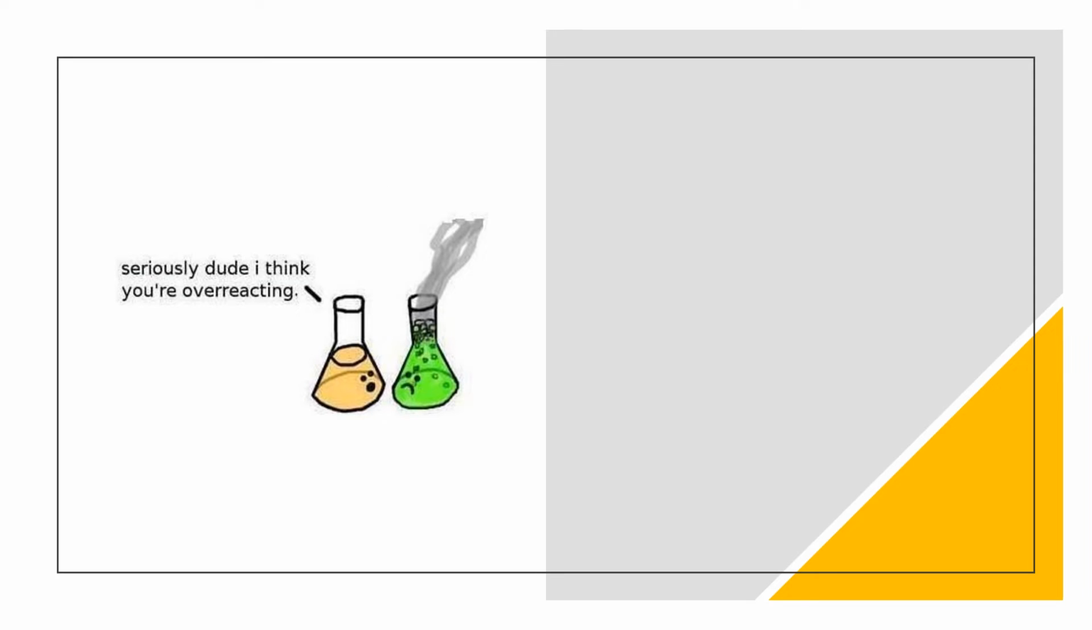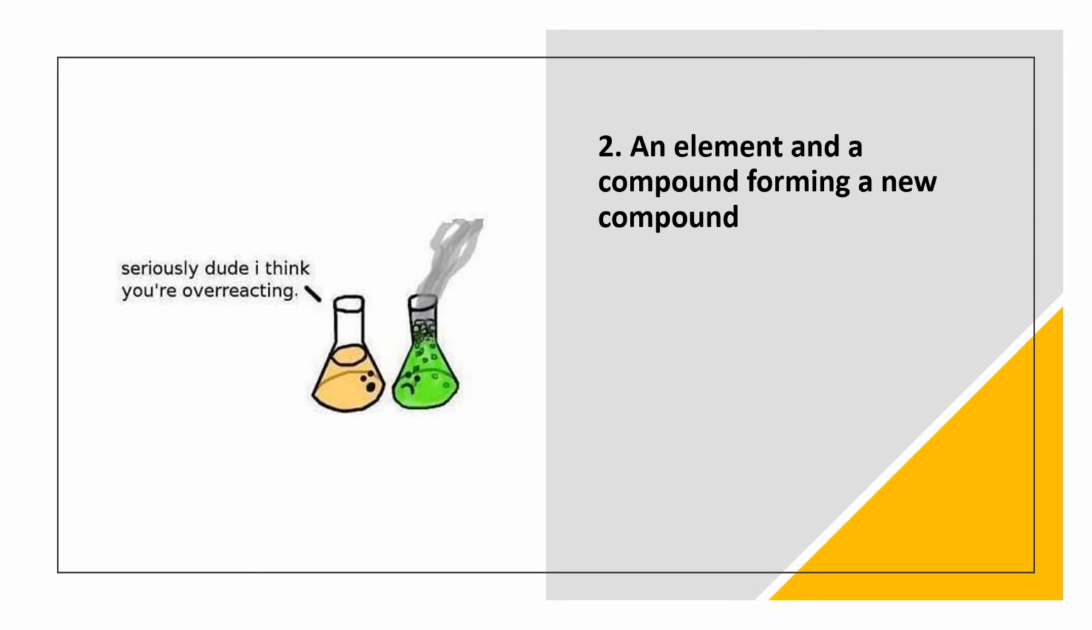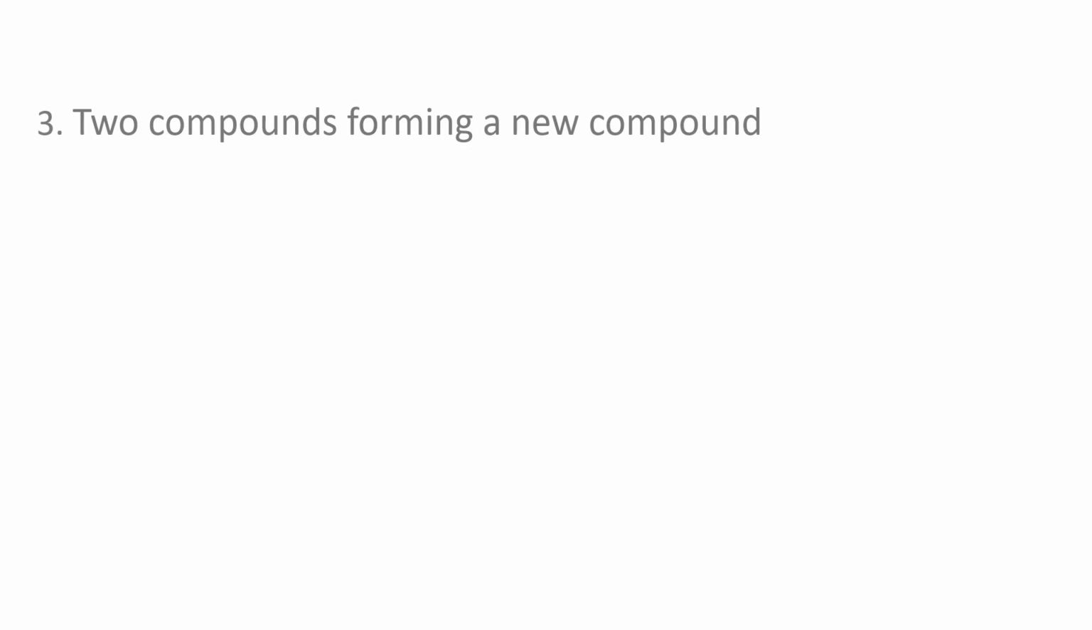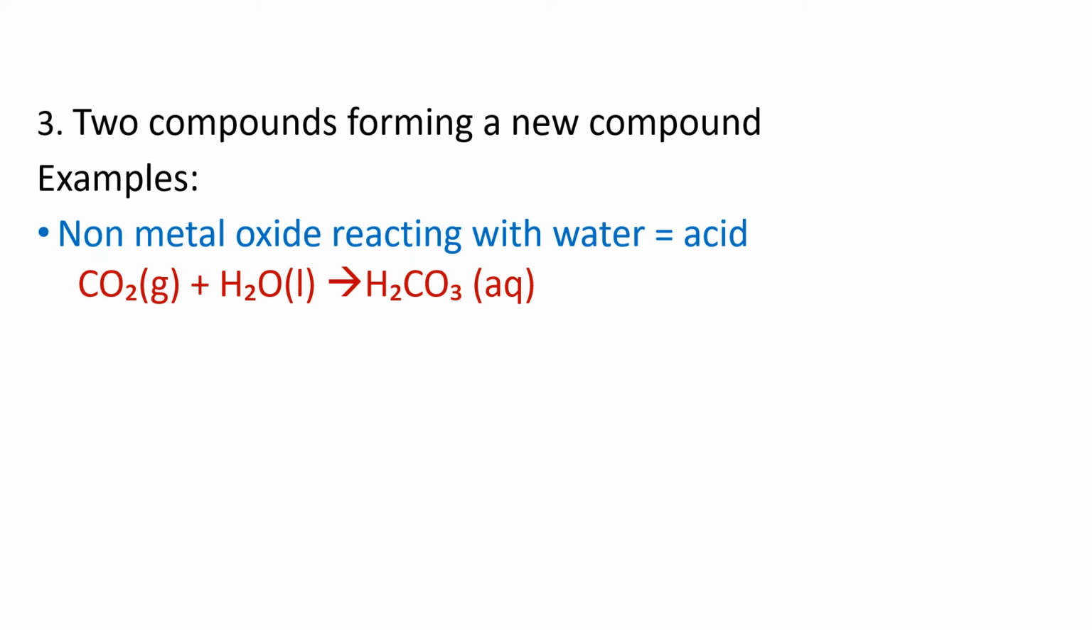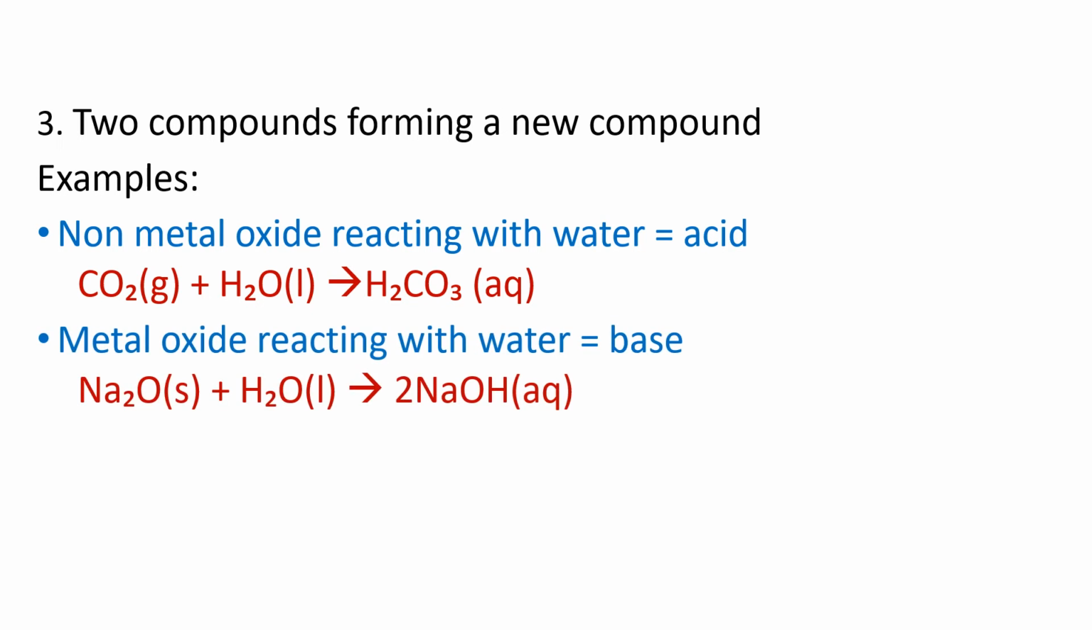Our second type of synthesis reaction is when we have an element and a compound forming a new compound. An example would be sulfur dioxide plus O2 would give us sulfur trioxide. Our last type of synthesis reaction is when we have two compounds forming a new compound. An example would be a non-metal oxide reacting with water, which would give us an acid. So we have carbon dioxide plus water would give us carbonic acid.